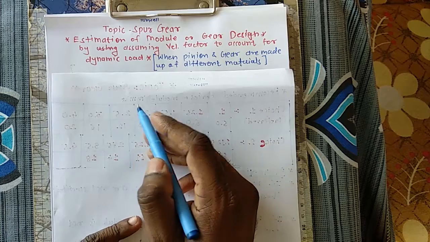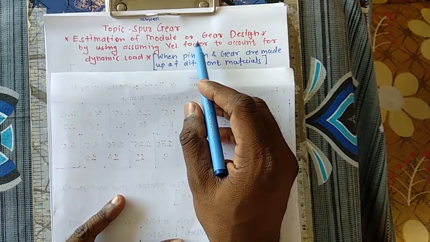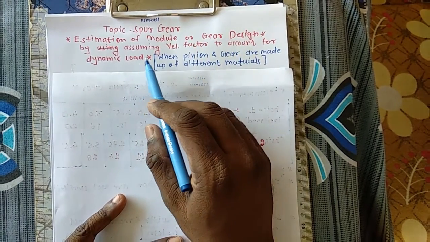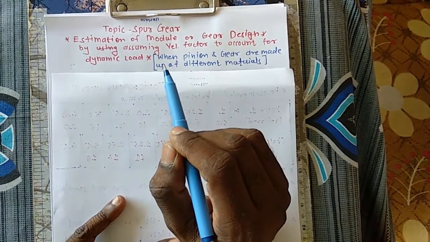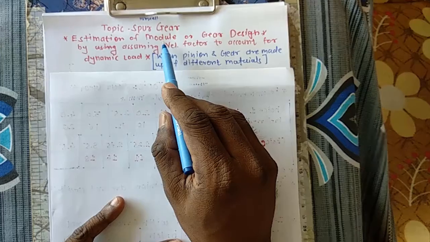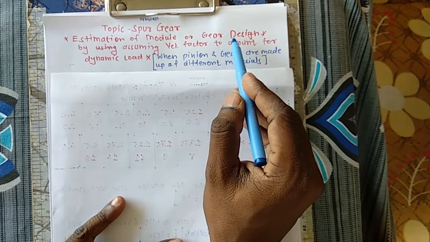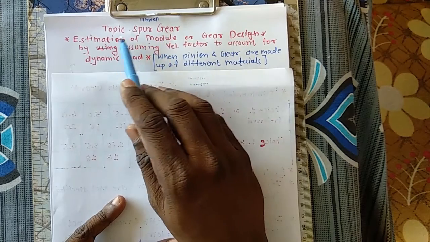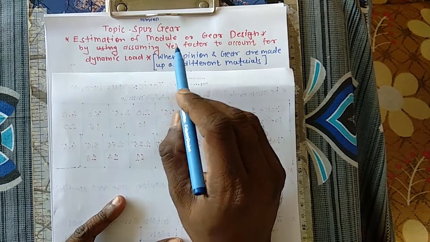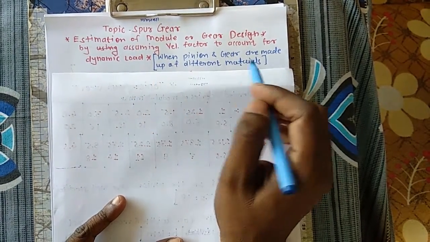Today's point of discussion is estimation of module or gear design by assuming velocity factor to account for dynamic load. Means what? Estimation of module is nothing but the gear design, and we are doing it for spur gear. The topic is spur gear. In this problem, the condition is different.